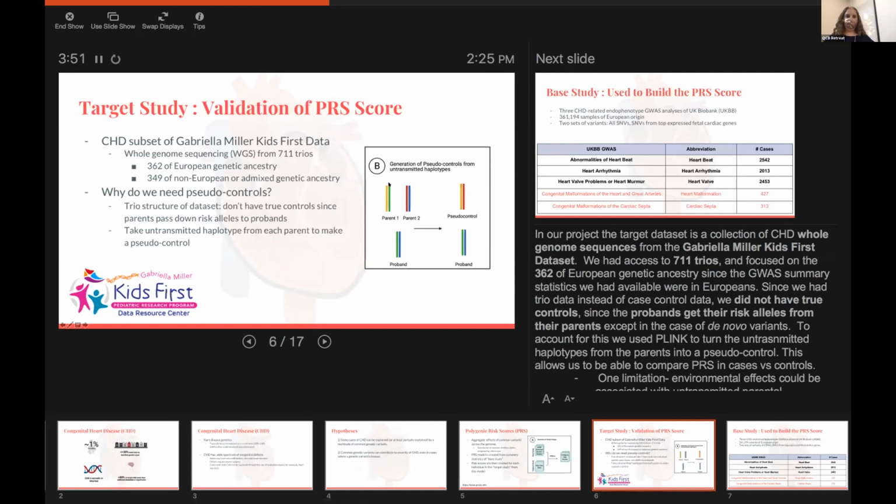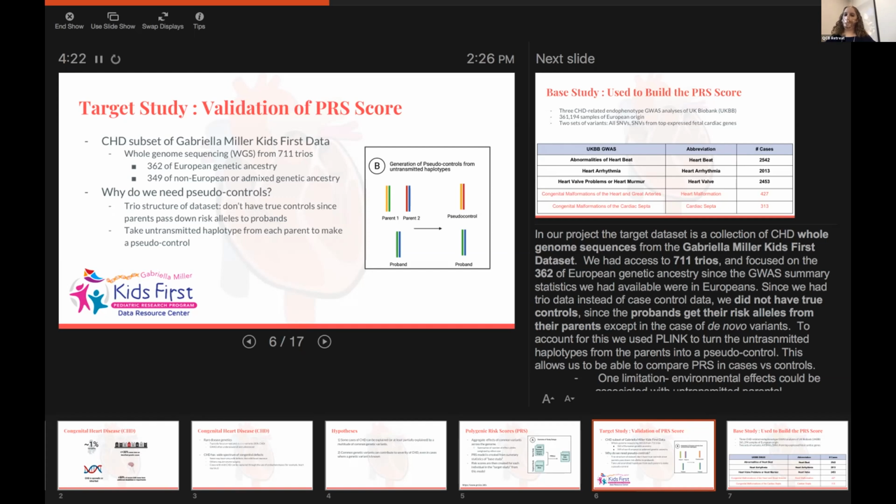Our target study is a collection of CHD whole genome sequences from the Gabriella Miller Kids First data set. We had access to 711 trios, 362 of which were of European genetic ancestry. We focused on these ones since the GWAS summary statistics that we had available for CHD were focused in Europeans.